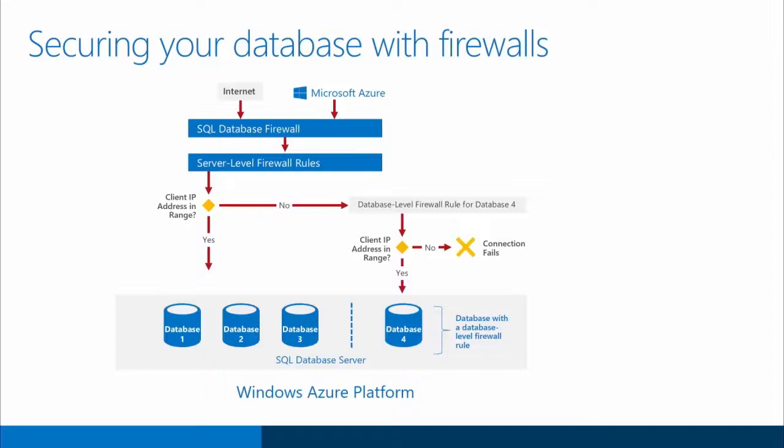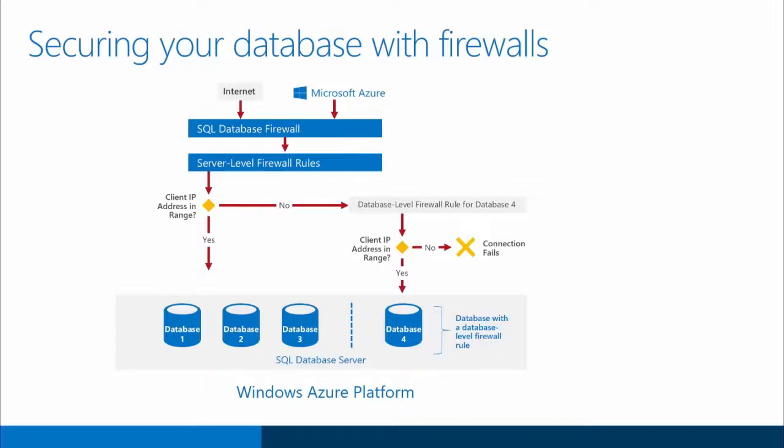Before we get to the authentication and permissions, let's just make sure we're clear on what's going on with the firewalls here. That firewall is definitely the first stop in that defense in depth. First stop. Right. You start with the server level firewall, and if your IP address is in range, you can then go to authentication. If it's not at the server level, then you need a database level firewall.